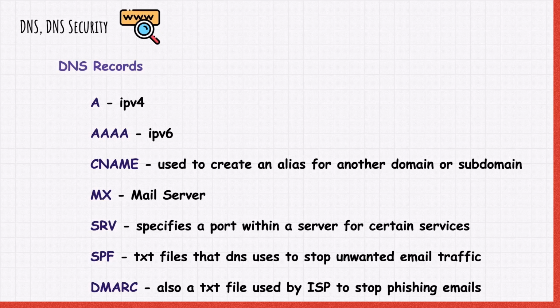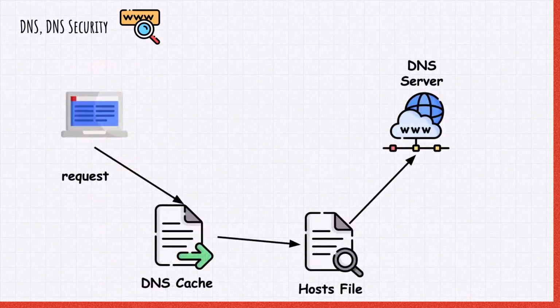Okay, so we know which DNS records exist, but how exactly does the whole process of finding the IP of a domain work? Well, let's draw it here. As you can see, it is not a straightforward process. So let's go from the beginning. Let's say device A wants to search for a domain.